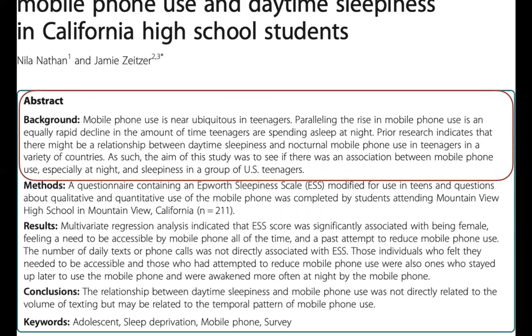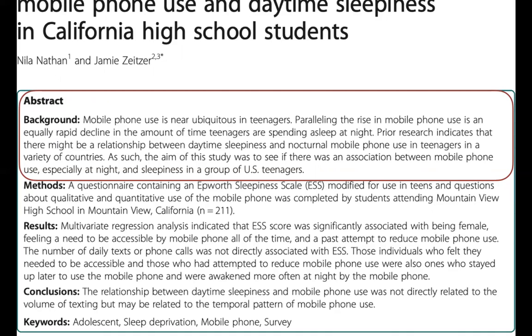Okay, great. So now let's have a look at the first sentence. Mobile phone use is near ubiquitous in teenagers. So what does this sentence tell us? Yes, it's like the general facts, right? The background information. Good.